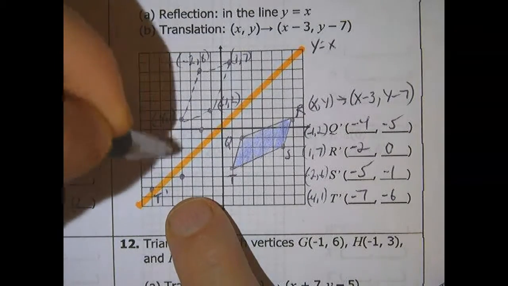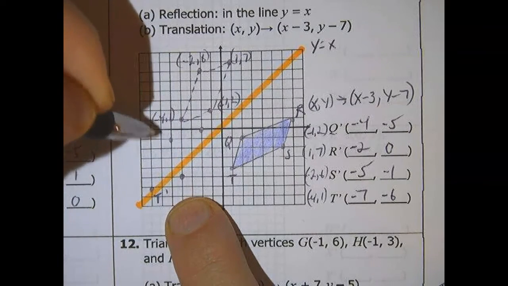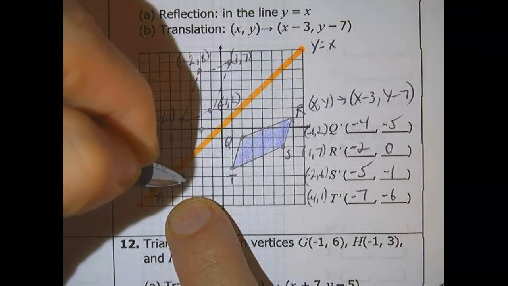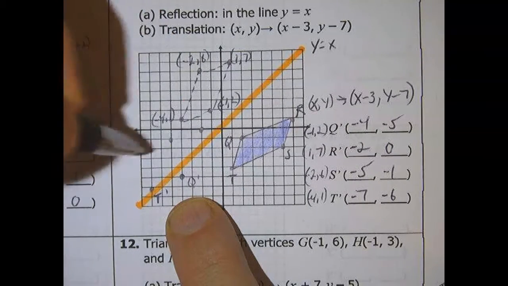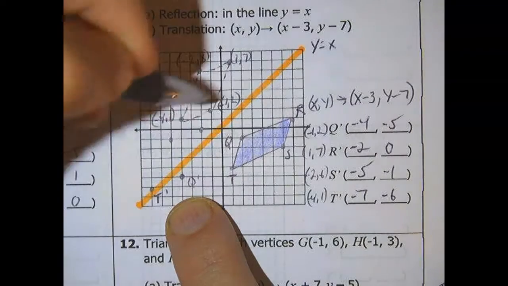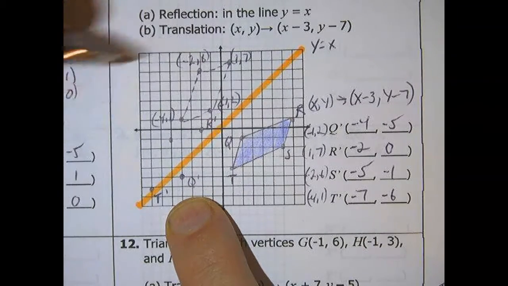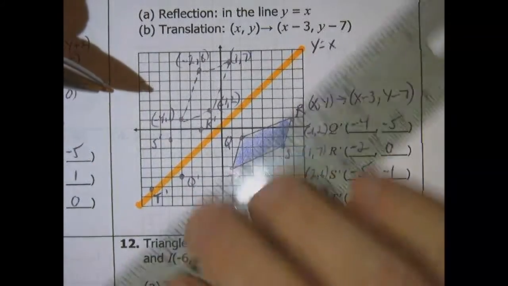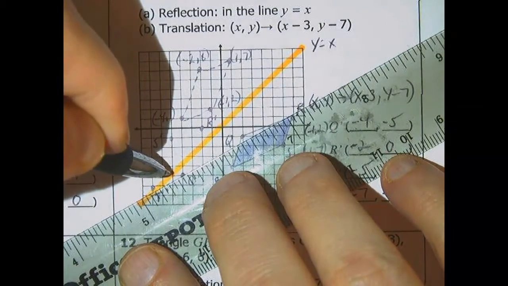This one, let's see if I can just backtrack here. So Q prime was here, negative 4, negative 5. This one is Q prime. Now that I can see where the parallelogram is, I'm not going to be writing it where the lines are. Negative 2, 0 is my R prime. And the other one must be S prime. Alright, let's connect them, shaded green, and we'll be done.